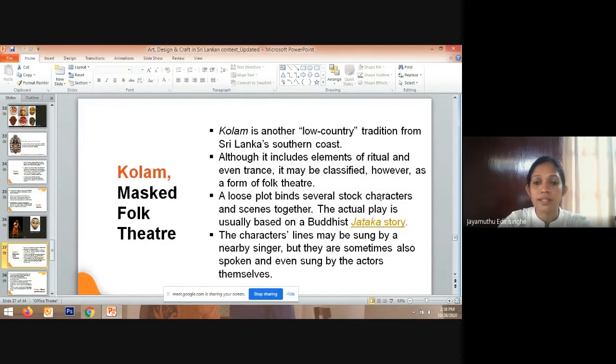And actually, some of them are based on Jataka stories, because the religious influence is also there. Buddhism being the main religion here, Buddhist Jataka stories are also used in some of these. The characters sometimes sing, and sometimes have different dialogues, and sometimes they are sung by nearby singers when they have a kolam performance.